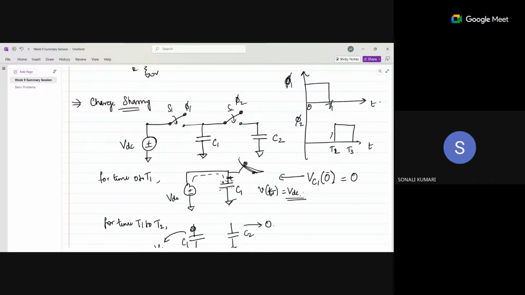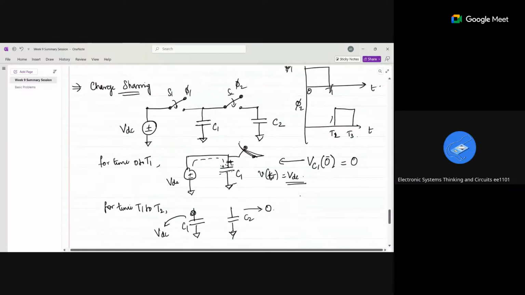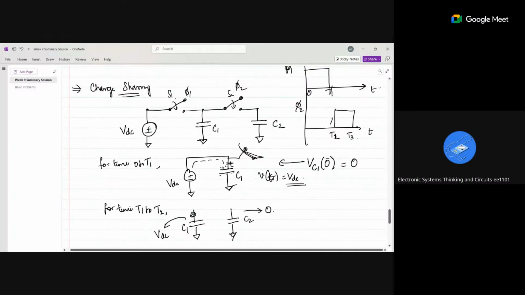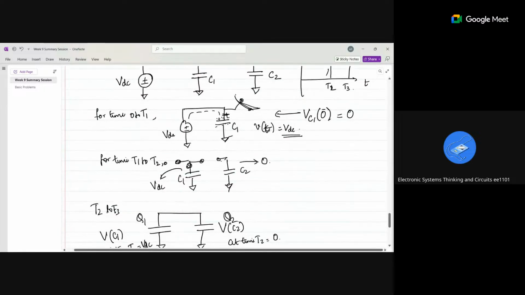Then at time T1 to T2, my switch S1 is open. So this switch one is also open. Then this switch is also open. So there is one capacitance C1, C2 is also there, but it is not connected with anything. So this capacitance is charged now. Now it can't discharge. So the VDC is retained in the capacitance C1, whereas in C2, the initial voltage is again 0, right? Maybe this I can take it as T1.